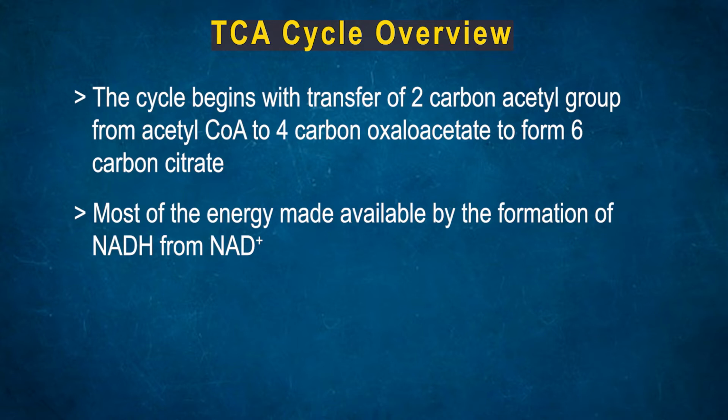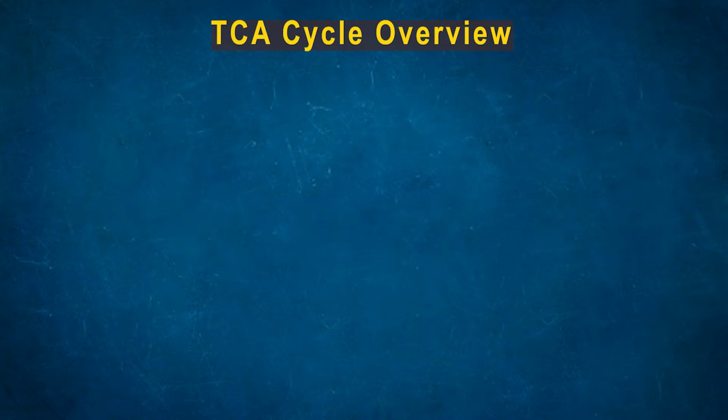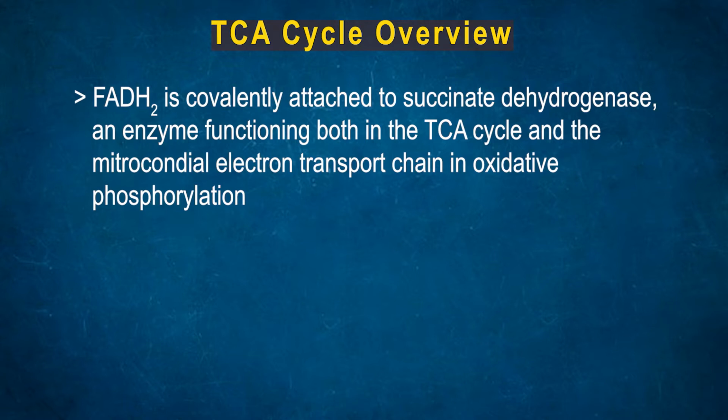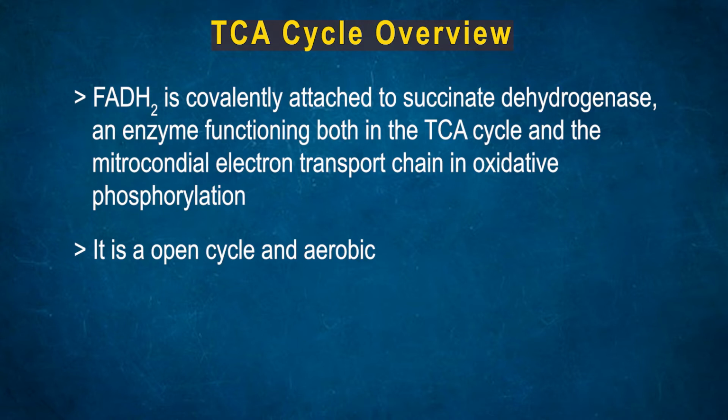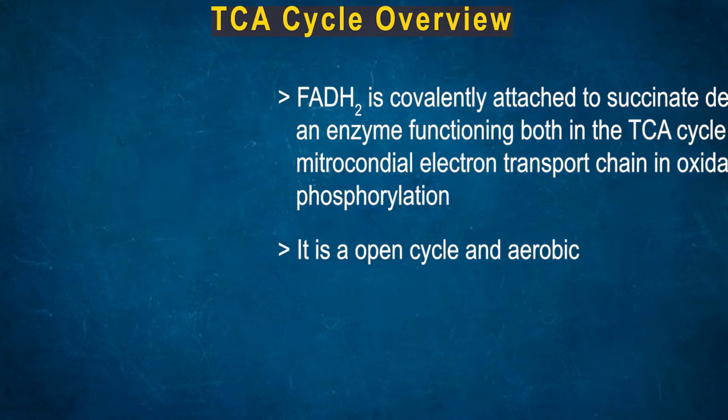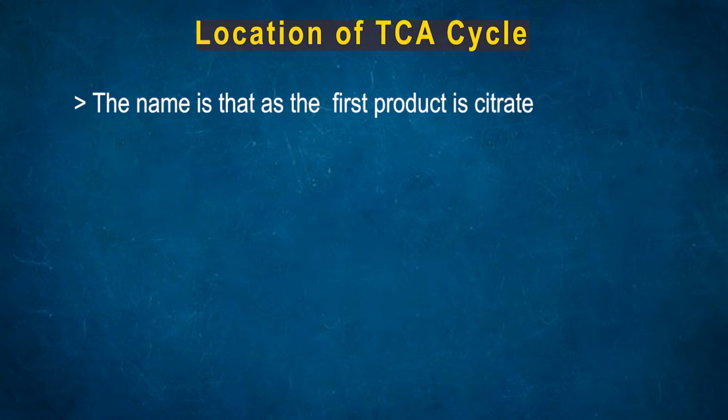Most of the energy made available by the oxidative steps of the cycle comes from NAD+, where NADH is generated, which goes into oxidative phosphorylation or the electron transport chain. FADH2 is covalently attached to succinate dehydrogenase, an enzyme functioning both in the TCA cycle and the mitochondrial electron transport chain. This TCA cycle is an open cycle and aerobic in nature. It is sometimes called the citrate or citric acid cycle because citrate is the first product in the cycle.